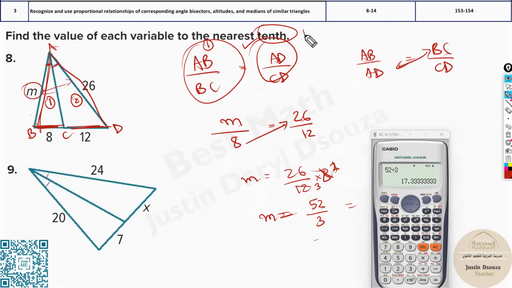10 is having 1 0, isn't it? So one digit after the decimal point. The answer will be over here, 17.3. That is the M value.